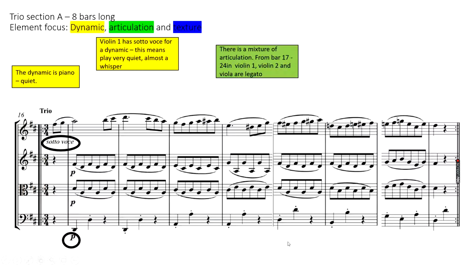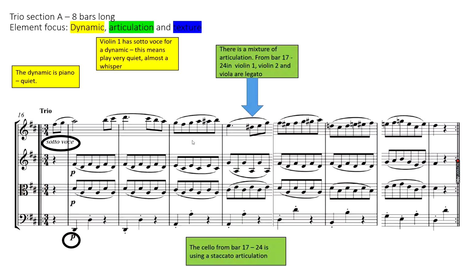In terms of articulation, so I'm now using green for articulation, there's a mixture. So from bars 17 to 24, in violin 1, 2 and the viola, he's using legato, which looks like that. This means to play smooth. So when you're playing it, you should be playing it as smoothly as possible.